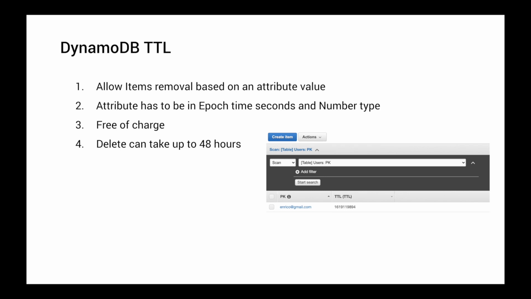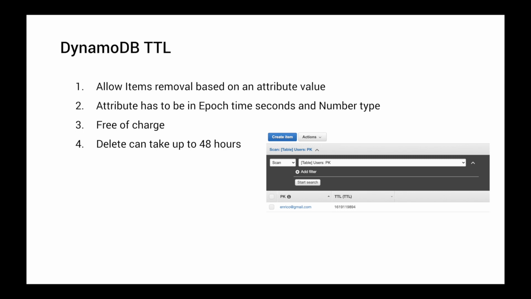What Dynamo is going to do, Dynamo will periodically review your table and delete items that have your TTL attribute set to a time before the current time. The time has to be specified in epoch time, seconds, so it can't be in any other format, otherwise it will not work. And also the type of the attribute has to be number type. So if you specify a string as the TTL, Dynamo will just ignore it. Very important, the feature is free of charge, so you don't pay any write capacity when you delete the item.